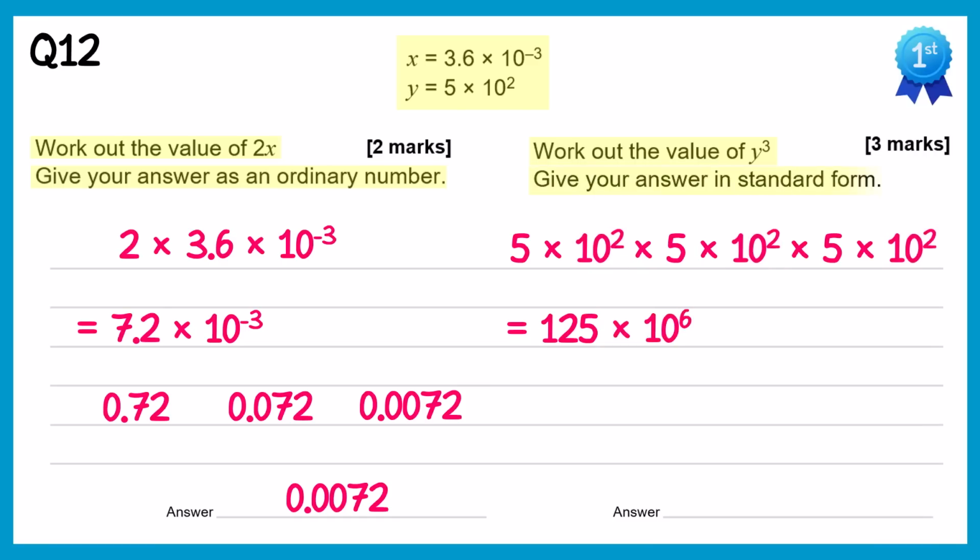Now this question says to give your answer in standard form, and this number is not in standard form yet. When you write a number in standard form, the first part must be a number between 1 and 10, and 125 is clearly bigger than 10. So we need to divide this 125 by 100 to get 1.25. But we can't just do that without changing the power. Since we've divided the number by 100, we must multiply the power by 100 to keep things the same. If you multiply 10 to the 6 by 100, its power will increase by 2, since 10 squared is 100. So instead of 10 to the power 6, it will be 10 to the power 8.